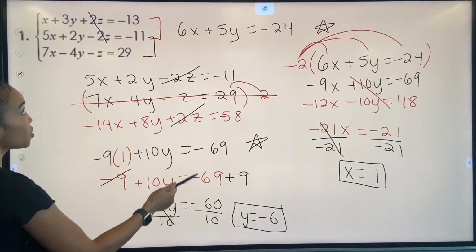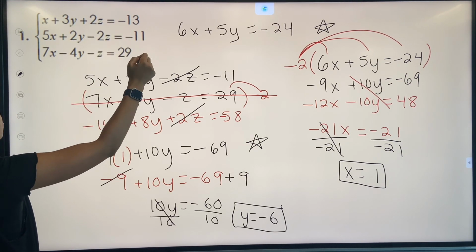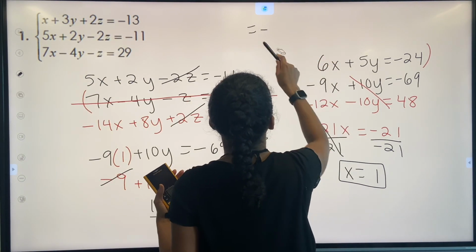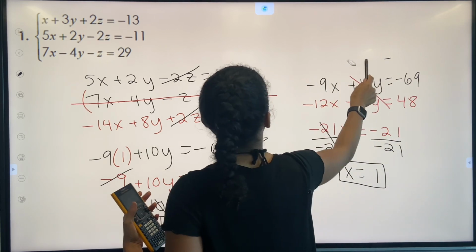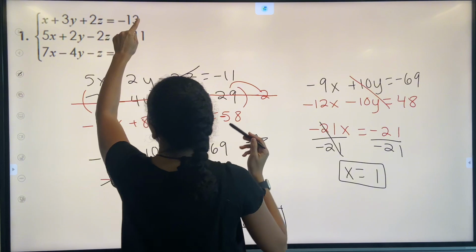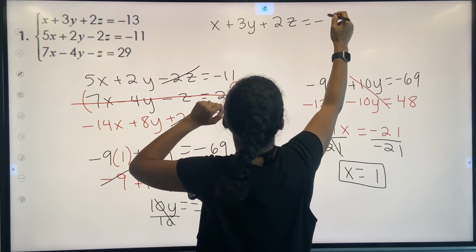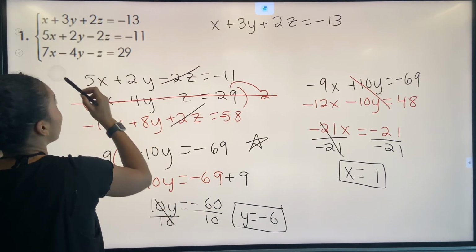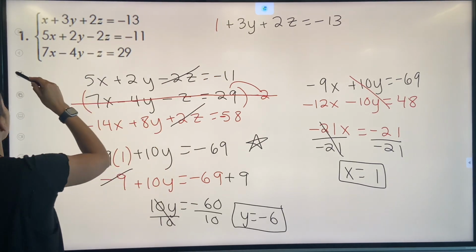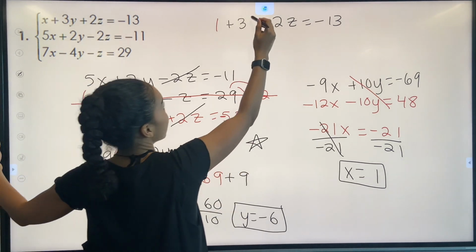Perfect. Now let's go back up here. I'll use this top equation to find what z is equal to. So let me make some space on my board here. Okay, so I'm using this top equation right here. X plus 3y plus 2z equals negative 13. I can erase x and put in 1. I can erase this y and put in negative 6.